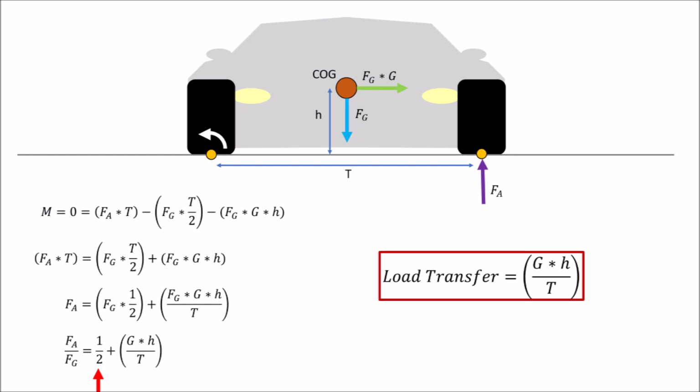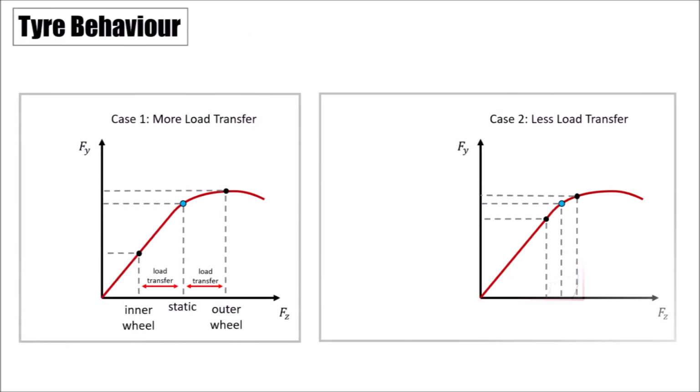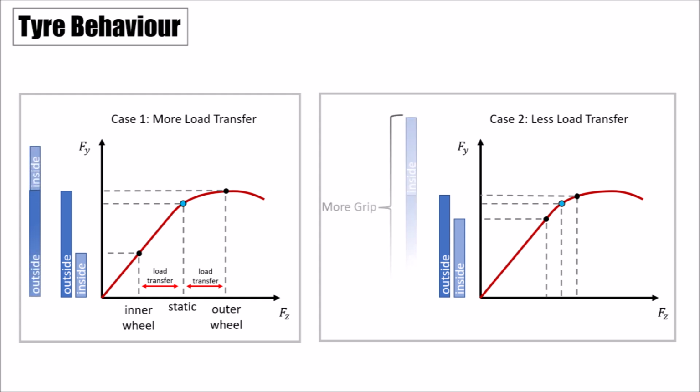This tells us that the higher the lateral acceleration is, the more weight transfer we will get. Also, the higher the center of gravity sits, the more weight transfer we will get. But the wider our track width is, the less weight transfer we will get. If we now go back to our tire diagram, we can work out that the possible maximum side force we can get from one axle is higher if I have less load transfer.